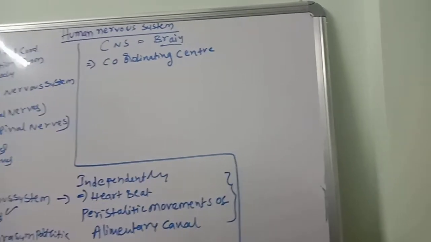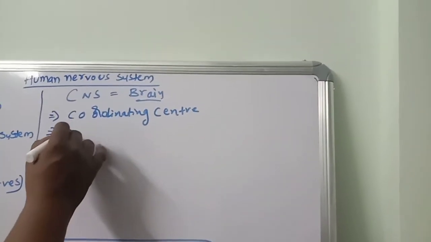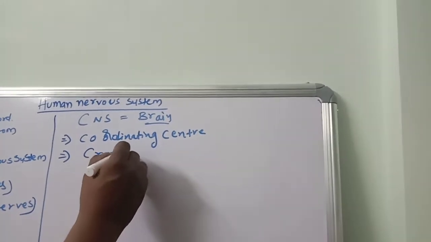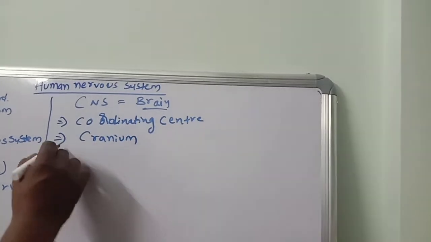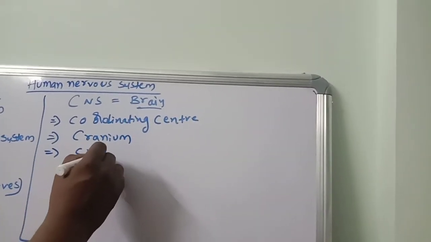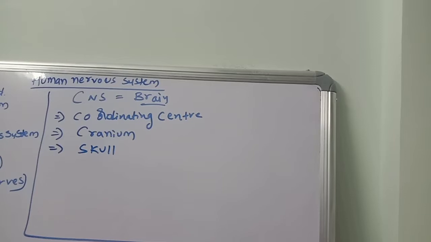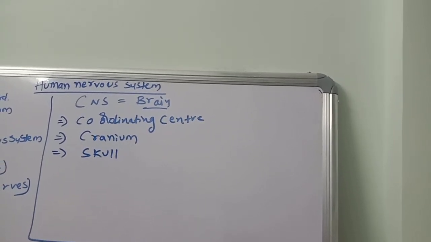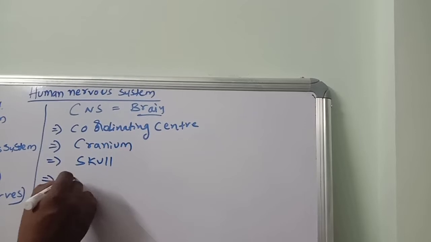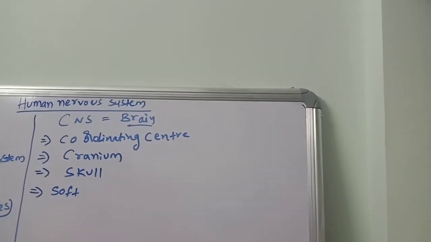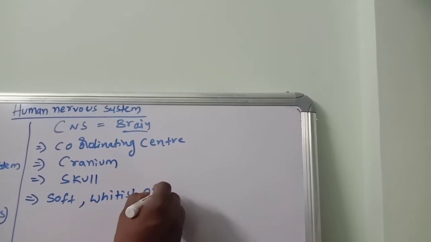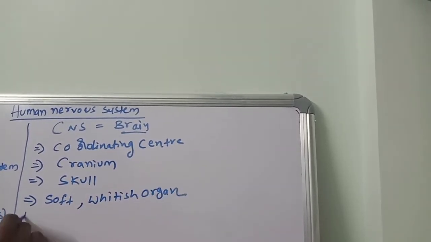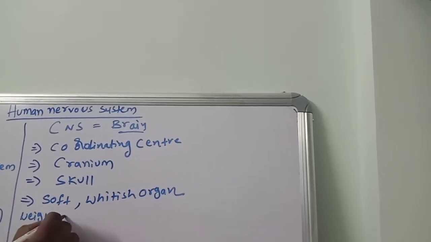It coordinates, and it is protected by a bony cage called, as you know very well, the cranium. It is located in the skull cavity. The most important thing is that the brain is very soft. It is a soft and whitish organ.